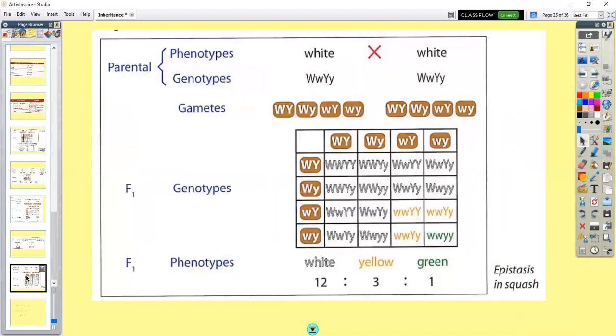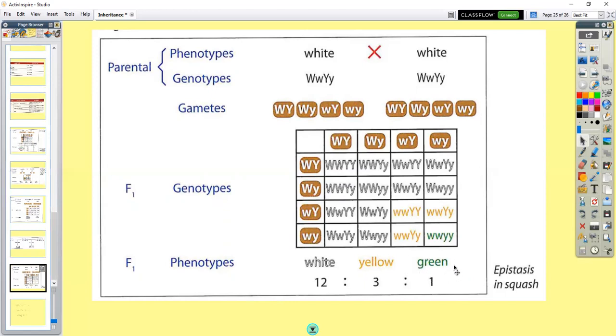Okay, and then the last one is looking at epistasis in squash. Okay, so again, you can see here different gene interactions. It gives you 3 different phenotypes. So anything with a big W and a big Y will result in white coloration. Anything with 2 small W's and a big Y results in yellow. The homozygous recessive, small w, small w, small y, results in green.